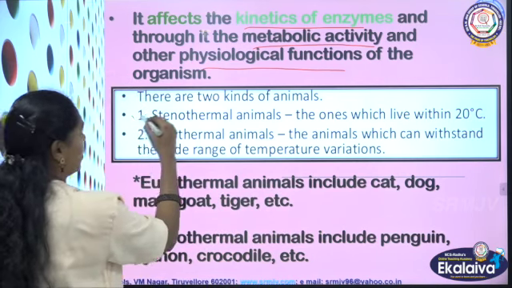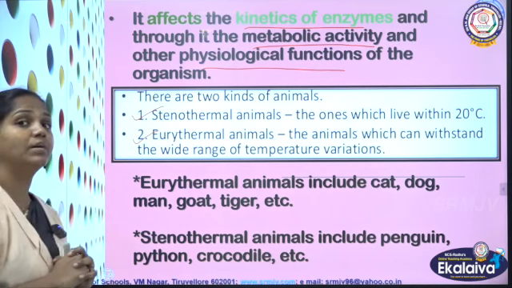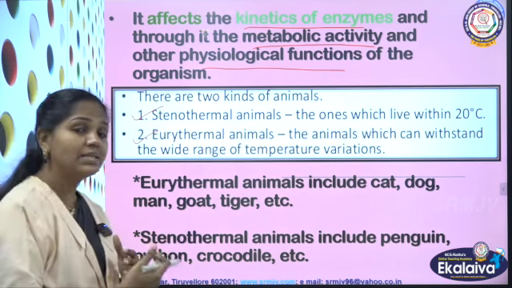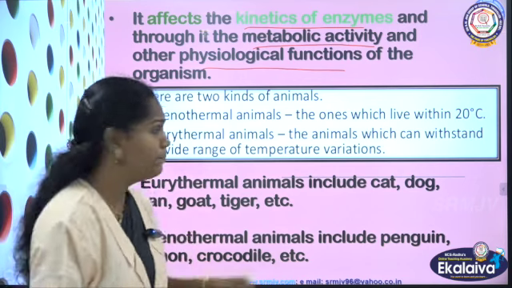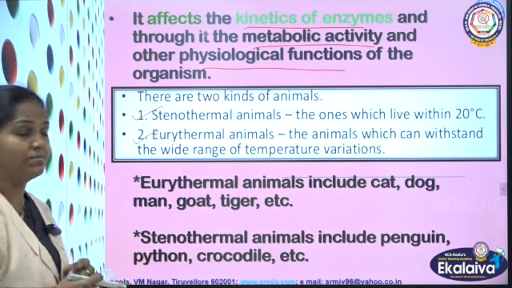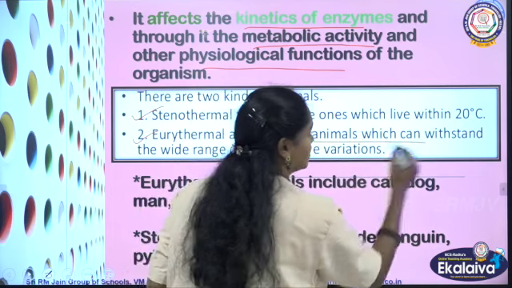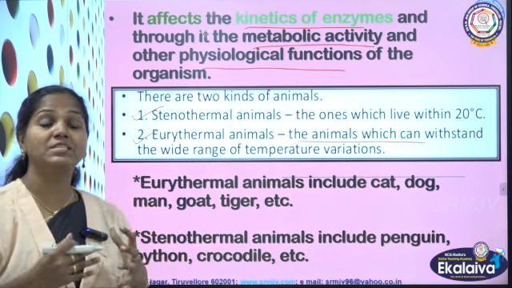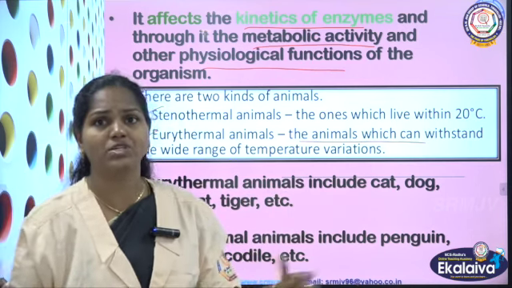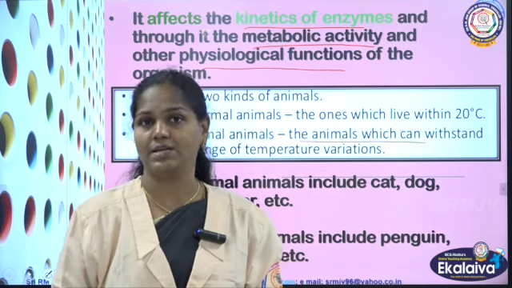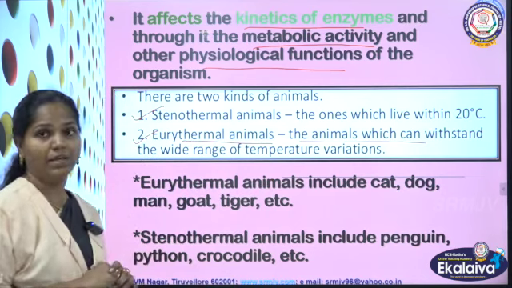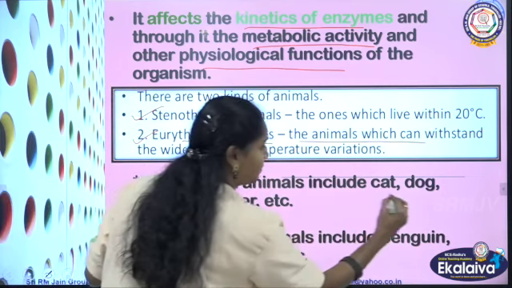Something called stenothermal and eurythermal animals. When you consider temperature as a limiting factor, there are two different types of animals: stenothermal animals and eurythermal animals. What are eurythermal animals? They are the animals which can withstand a wide range of temperature. Even when there are wide changes in the temperature, those animals can survive in that particular condition. Those kinds of animals we call eurythermal animals.